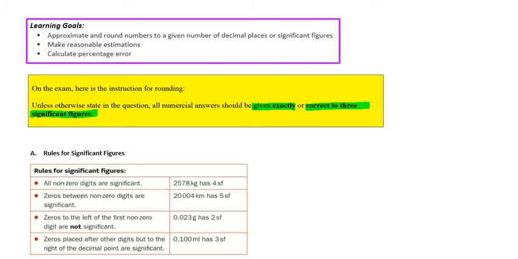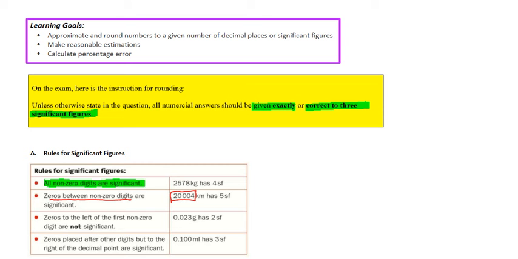In order to accomplish this, we need to know some rules about what counts as a significant figure. When we're thinking about significant figures, the most important rule is that all non-zero digits are significant. So if it's not a zero, it definitely counts as being significant. The next rule is that zeros between non-zero digits are also significant. So the zeros in this example of 20,004 do count as significant figures.